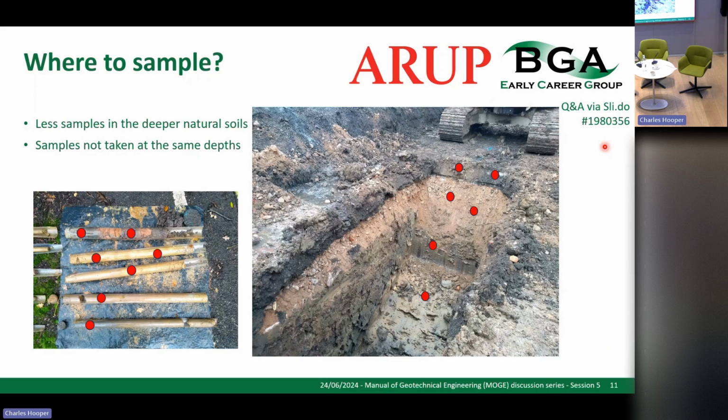For the window sample, we still have the same testing in the upper 2 meters, but we've reduced the number of samples down to 3 in our deeper natural soils below that 3 meter mark. We've also staggered them, so as well as just looking at an individual position, you'd want to look at the other positions nearby and try to get a decent range of samples over the various depths.